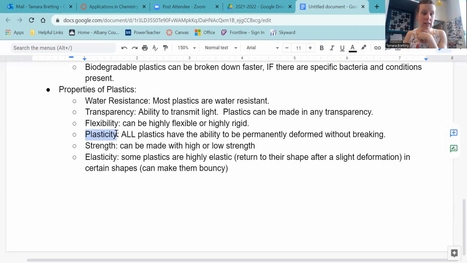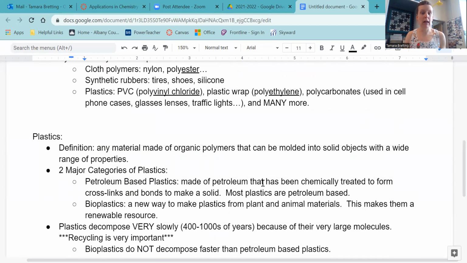This is the one, plasticity, that all plastics have, but that one depends on whether we're talking at room temperature or high temperatures. Okay. So that is the end of our notes for polymers and plastics.